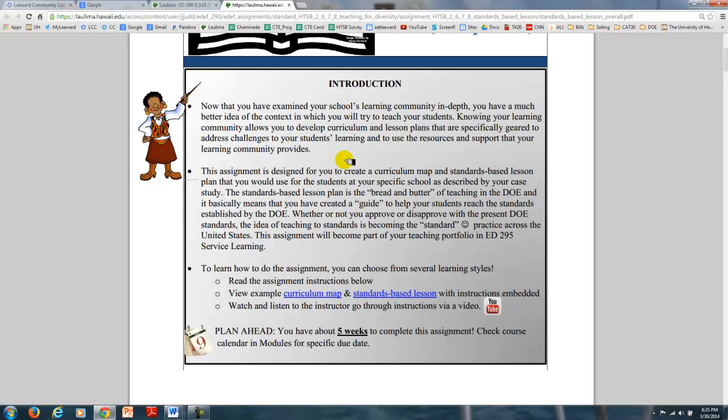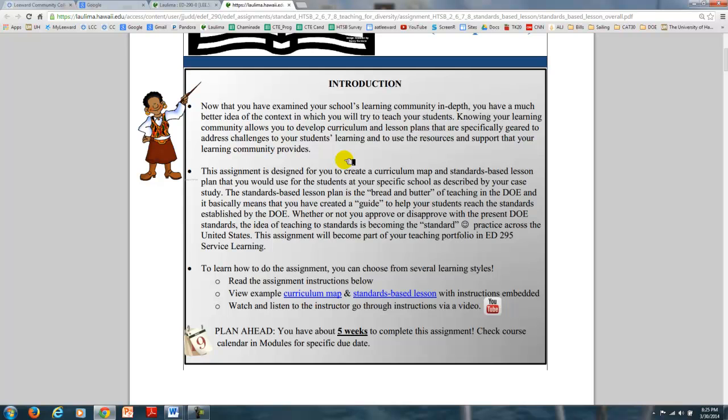So this assignment is going to have you create a semester map for the school at which you want to work someday, and then you will choose a particular benchmark out of that map in which to create and develop a standards-based lesson plan.